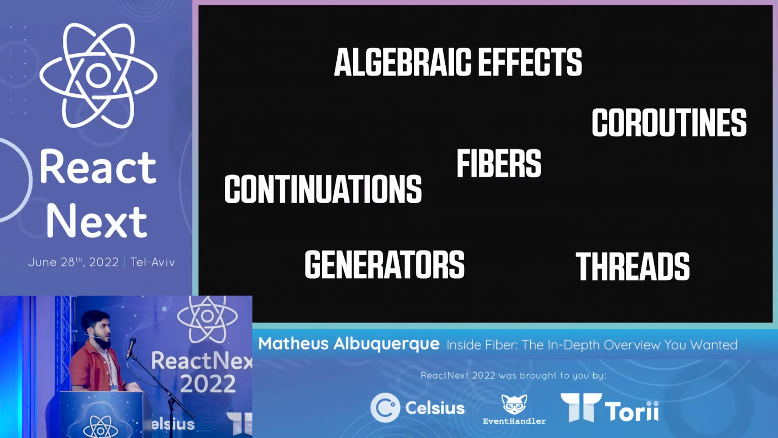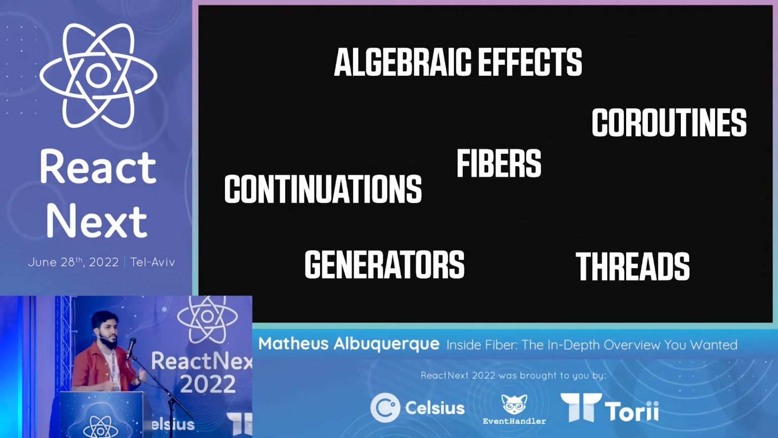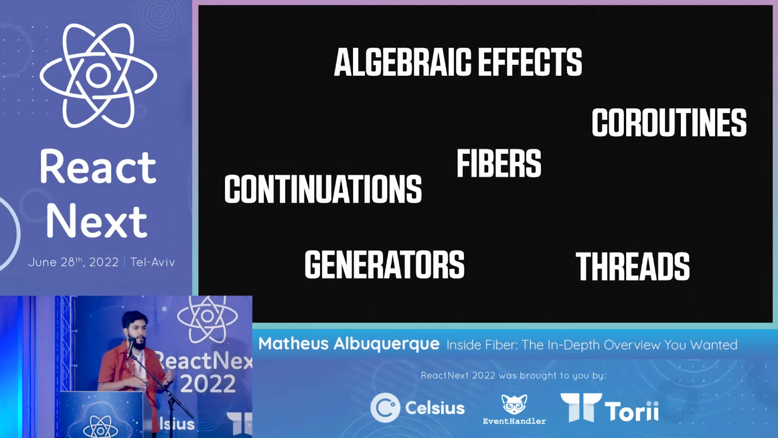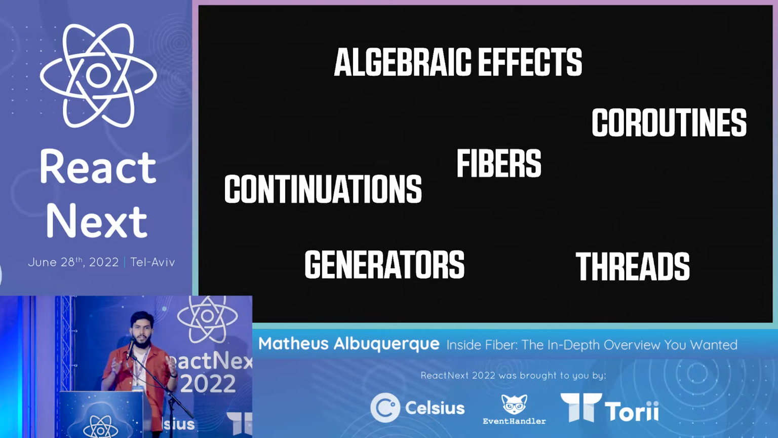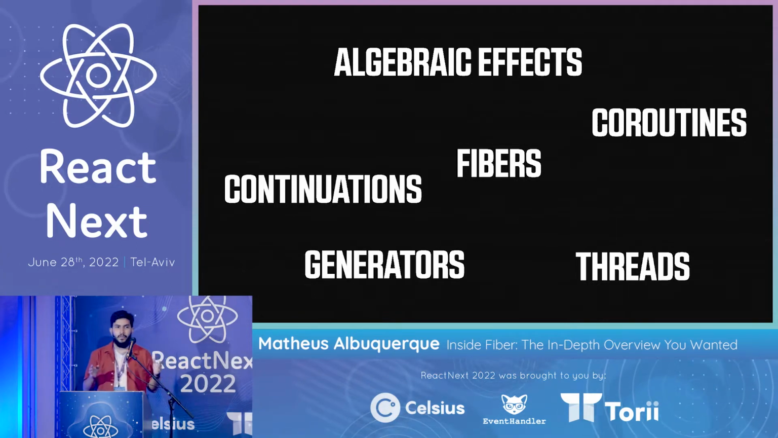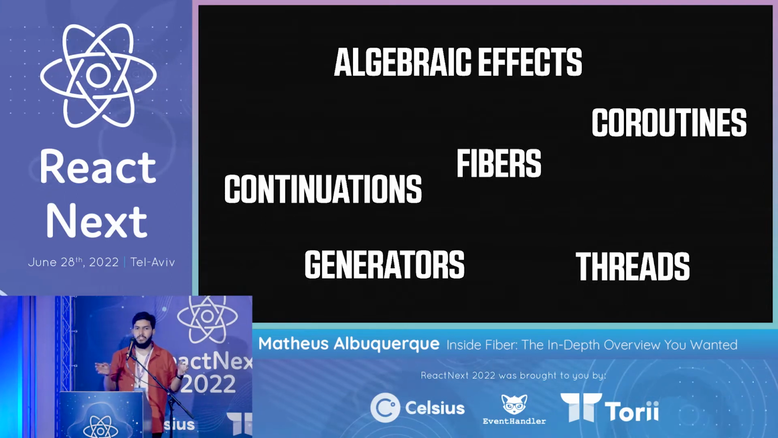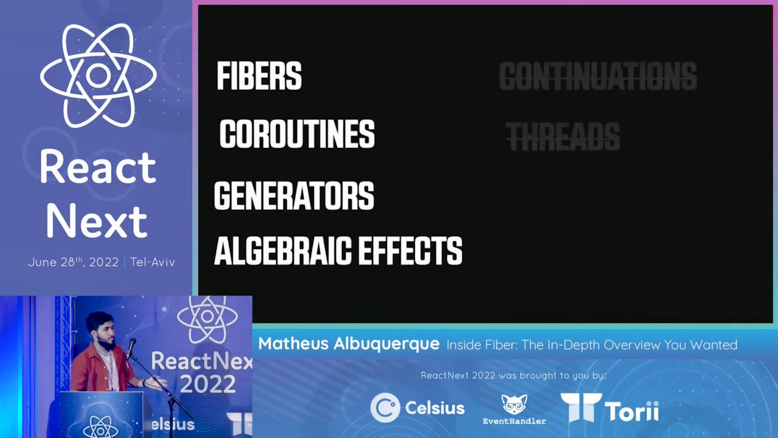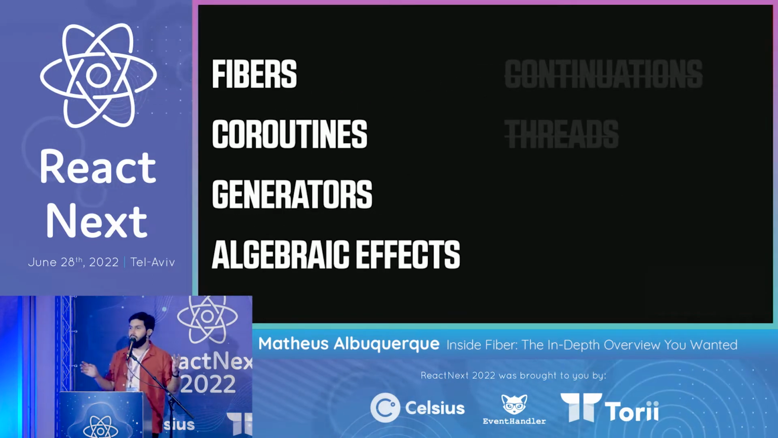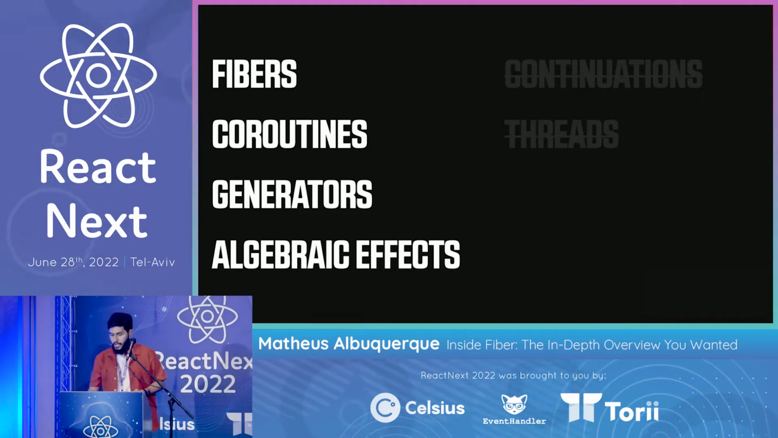Then suddenly I saw this huge cloud of terms like algebraic effects, continuations, coroutines, fibers, etc. At the same point, I didn't know a lot about them. I knew I had heard of something similar when doing React stuff. So that was the idea for this talk: to put those in an order that makes some sense and to show how they all piece together in the world of React.